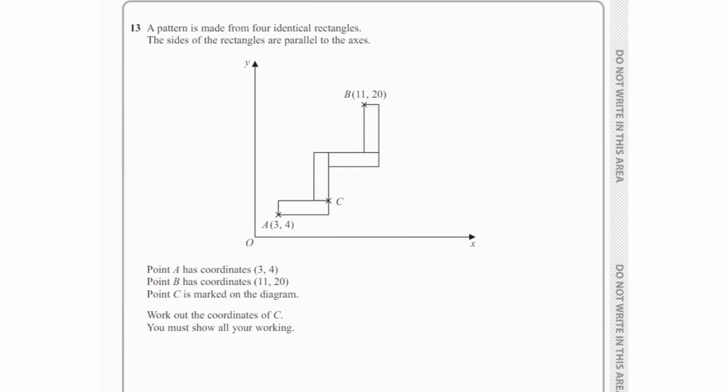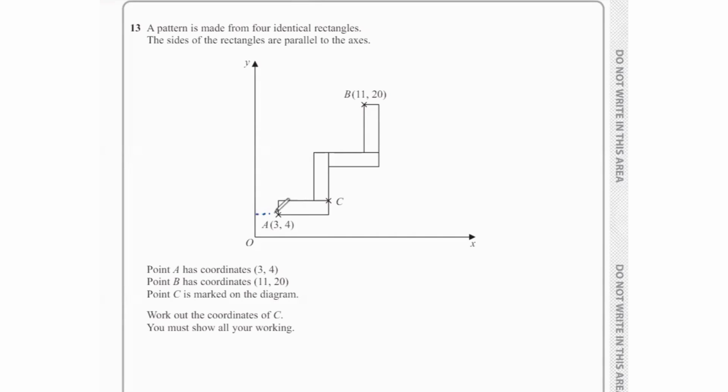The sides of the rectangles are parallel to the axes. Point A has coordinates (3, 4). B has coordinates (11, 20). And point C is marked on the diagram. Work out the coordinates of C. You must show all your working.